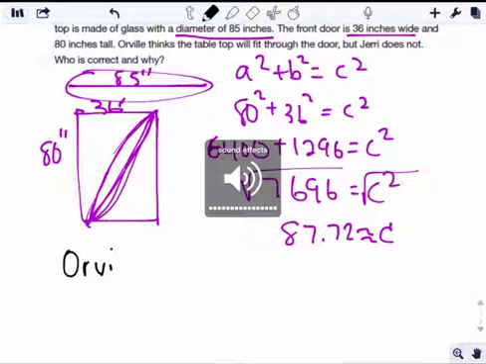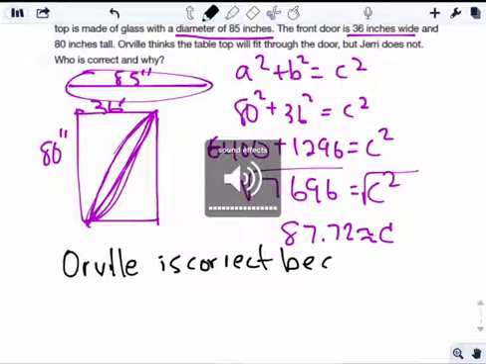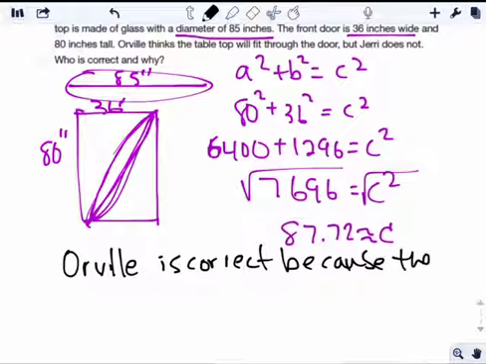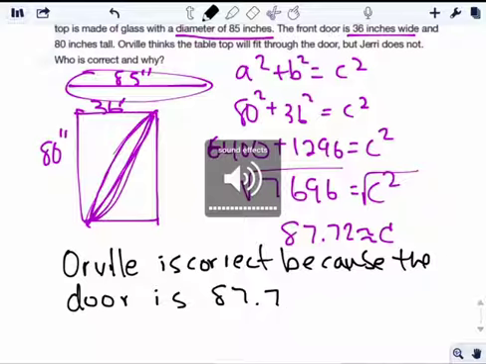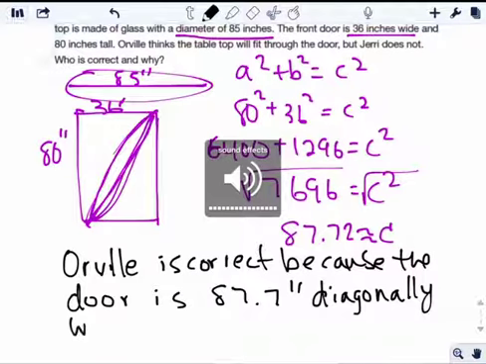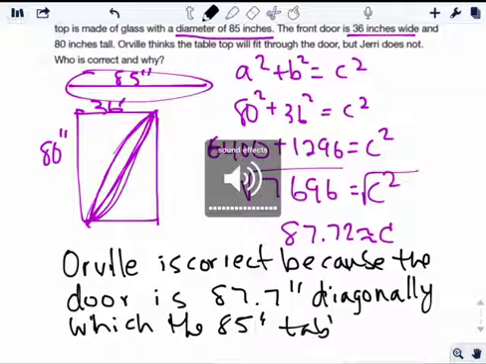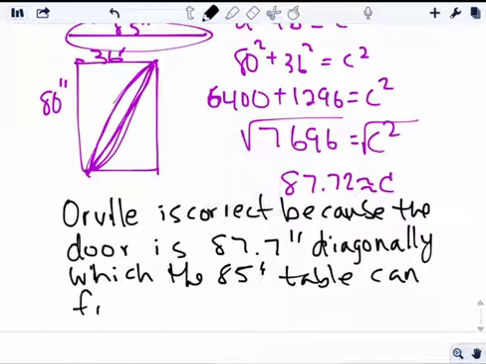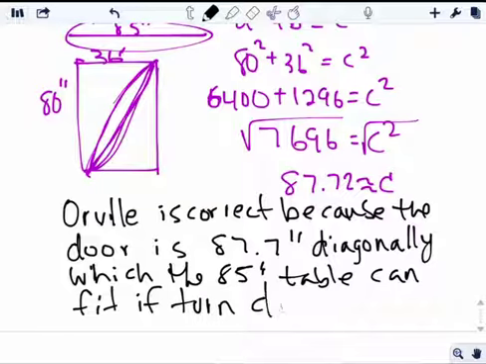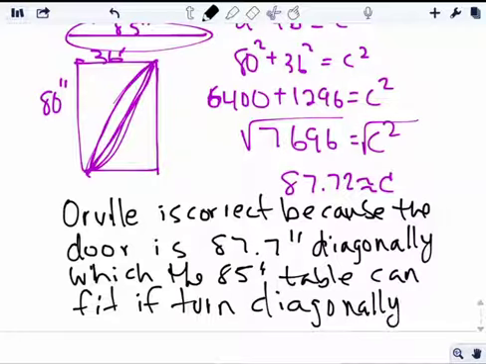Orville is correct because the door is 87.7 inches diagonally, which the 85-inch table can fit in if turned diagonally. Okay, and that's it.